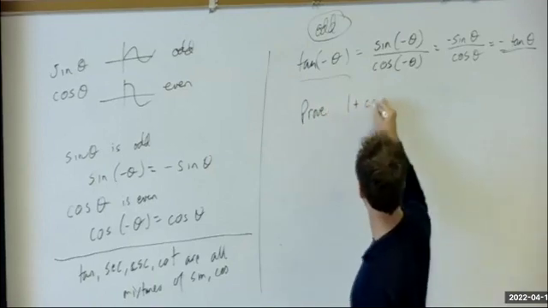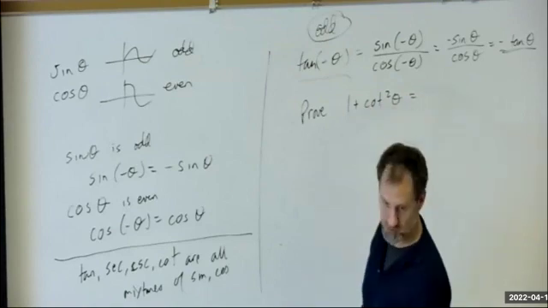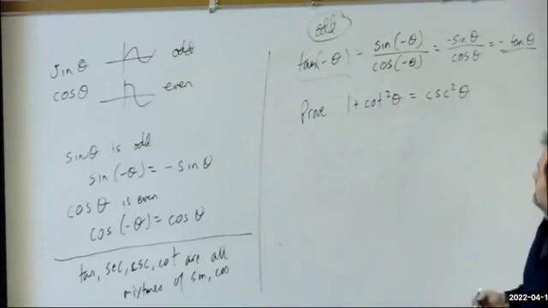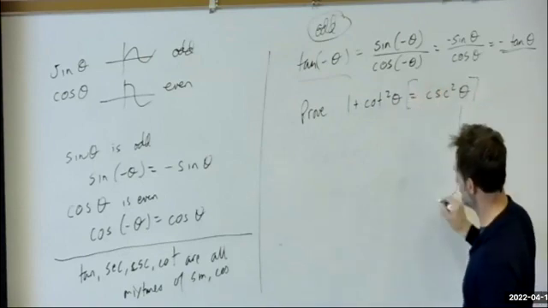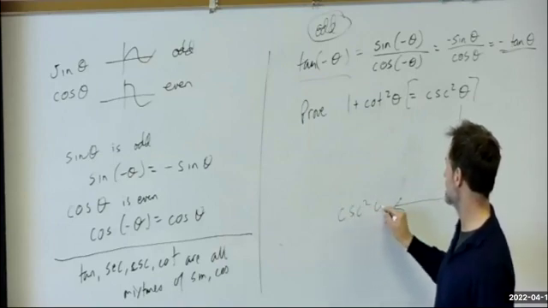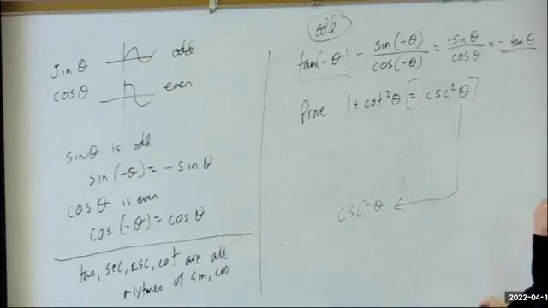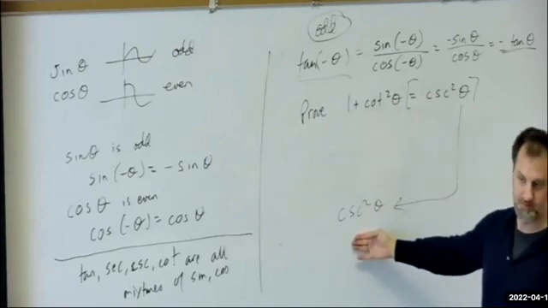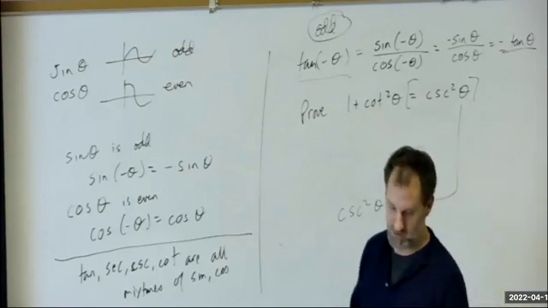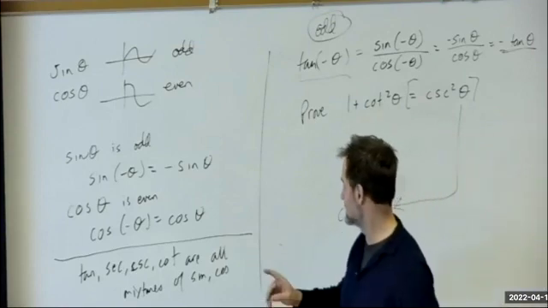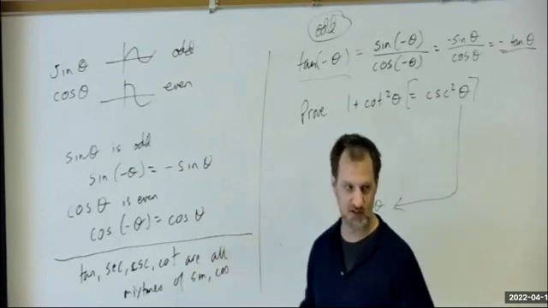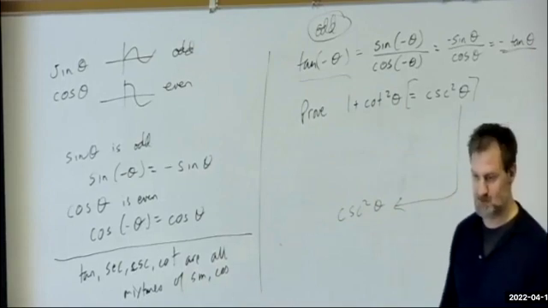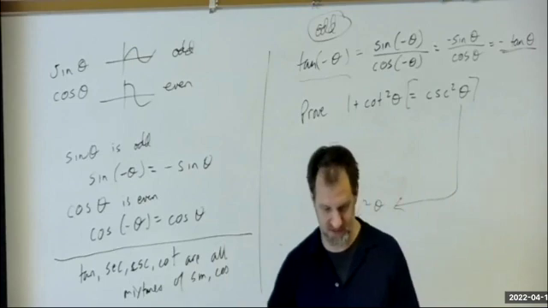Prove 1 plus cotangent squared theta is equal to cosecant squared theta. Okay, so we're going to take this part, move it down here, cosecant squared theta, and then try to connect the dots. How do we show that this thing is the same as this thing? Well, I would start with the fact that we know that cotangent is a mixture of sine and cosine. So let's rewrite cotangent in terms of sine and cosine.